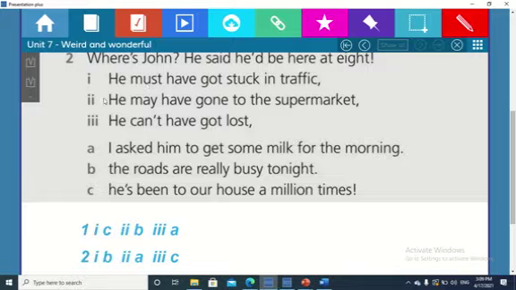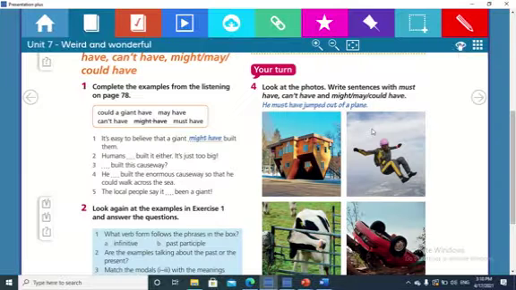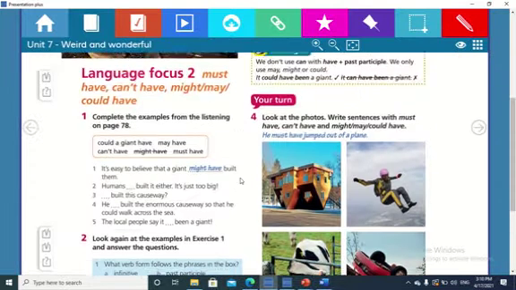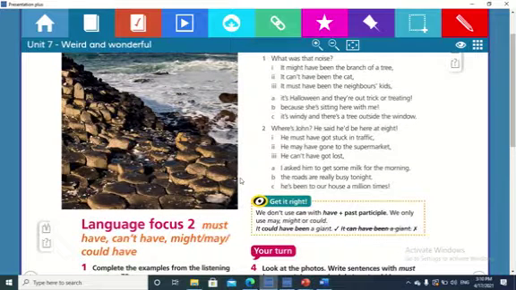What about 2? He may have gone to the supermarket. This is a possibility because I asked him to go. I asked him to get some milk. What about the third one? He can't have got lost. It's impossible that he got lost. Why? Because he has been to our house a million times. So this is the way we match the guesses, the speculations, with the modals.